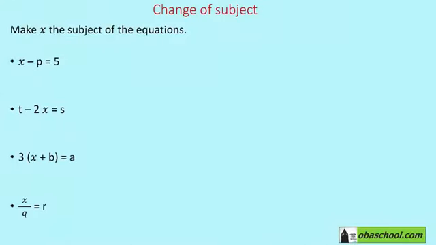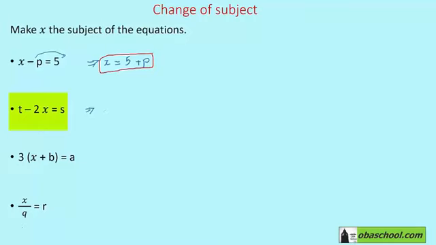In this video, we will be solving some examples about the change of subject and to find the values of the variables. The question says, make x the subject of the equations. Let's take the first equation. You can see that we have two variables, x and p, but the question says that we should make x the subject, so we need to find the value of x. So what's going to happen is that we're going to have to take the minus p to the other side of the equal. And remember, once you flip sides of the equal, the sign changes. So it's going to be x equal 5 plus p. This is the value of x.